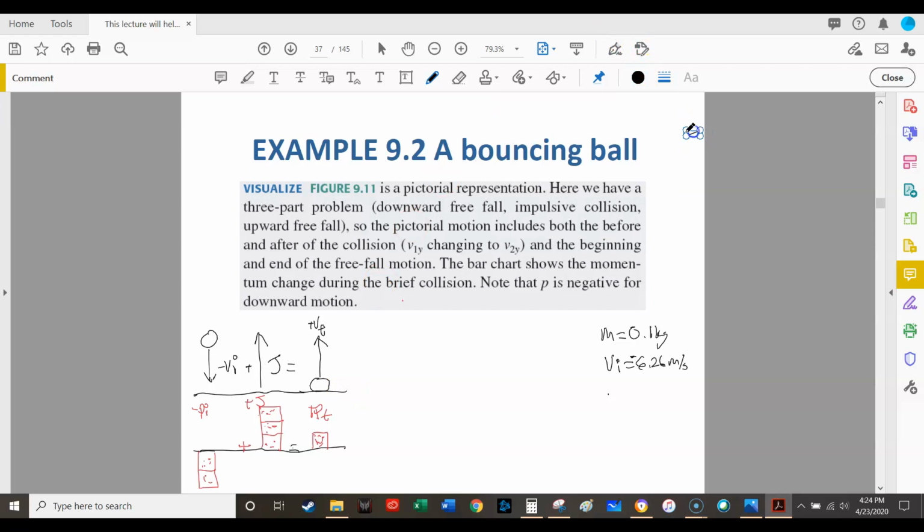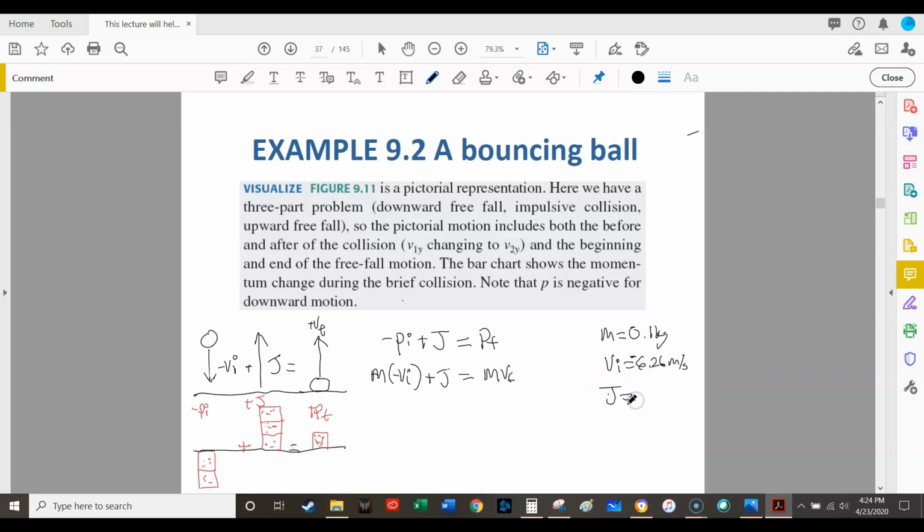Well, equation-wise, this is going to work out to a negative initial momentum, and it's negative because that velocity is negative, plus the j vector, which is going to be equal to the final momentum. Okay? So that is going to be m times negative v initial. That's our negative initial momentum, is that guy right there, plus our j vector is equal to mv final, right?